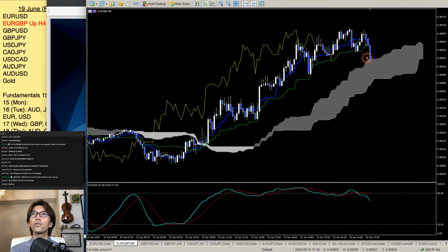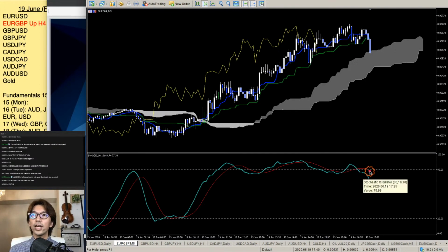Now it's going into the Kumo, breaking the Senko Span A downwards. But if it's going to be supported by this Kumo, Senko Span B somewhere, then I will look for the buy chance still, if the Kijun Sen and Kumo are moving upwards at that time in bigger time frames. Or I will just look at the divergence, and look for the buy chance from there.